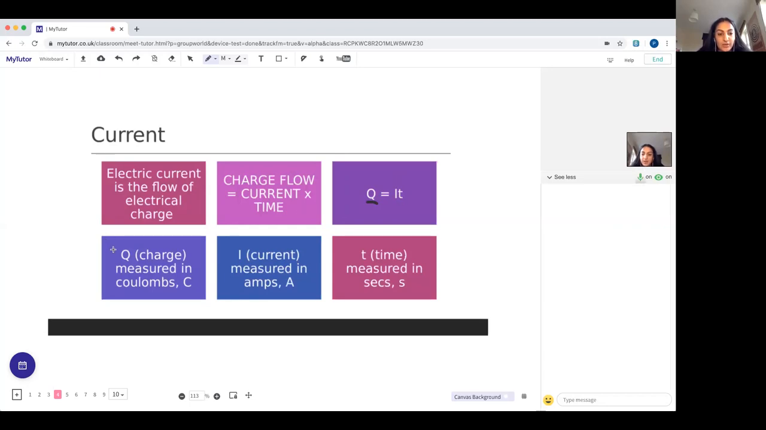Now, Q, the charge flow, is measured in coulombs, which is denoted by a capital C. I, you might know, is measured in amps, which is a capital A, and T is obviously measured in seconds. So that is the equation that governs current and charge flow.